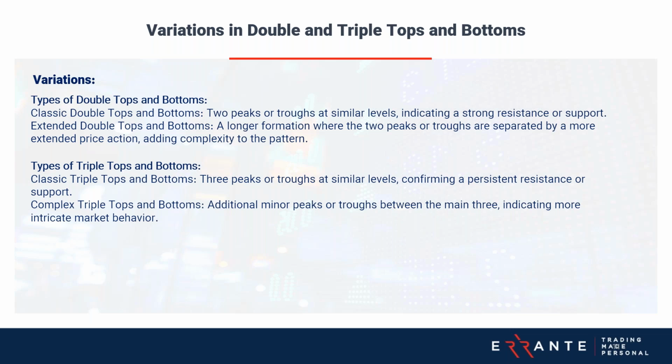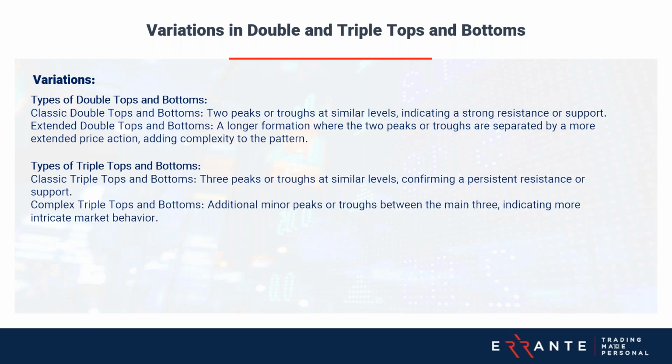of these patterns. In the most common forms, we have the classic double tops and bottoms and triple tops and bottoms that we've already covered. These involve 2 or 3 peaks or troughs at approximately the same level, okay? That indicates strong resistance or support respectively.